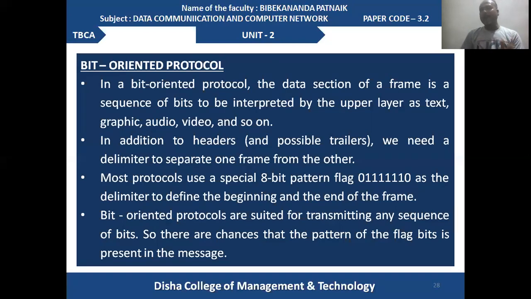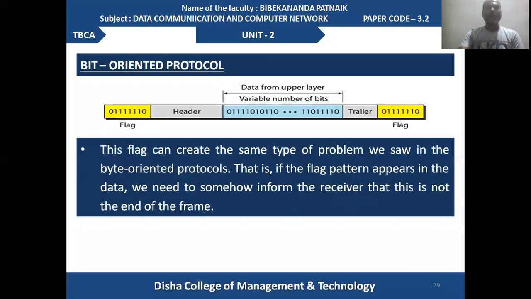So there are chances that the pattern of the flag bit is present in the data. So the flag bit pattern must be handled in the subsequent frame, because every individual frame does not contain the same type of information or data. For that, it is a simple diagram, so just check it out.